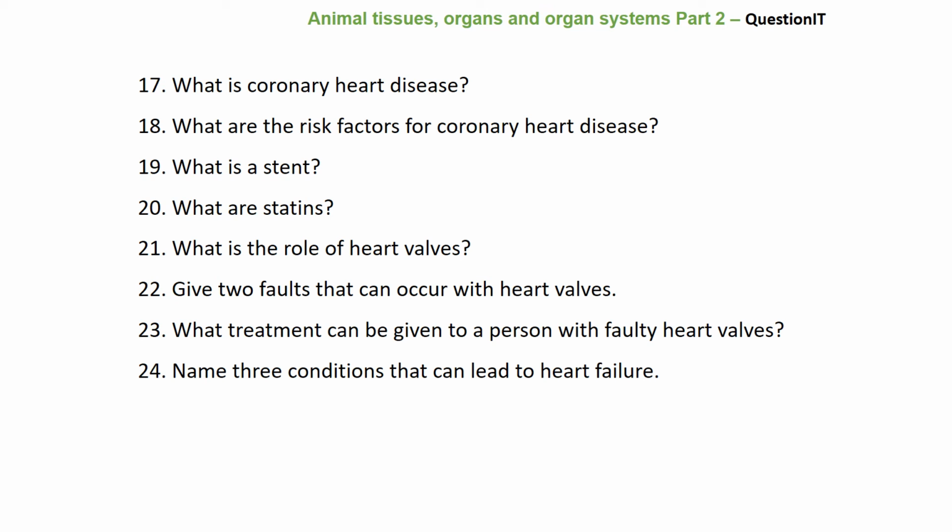Question 21, what is the role of heart valves? Question 22, give 2 faults that can occur with heart valves. Question 23, what treatment can be given to a person with faulty heart valves? Question 24, name 3 conditions that can lead to heart failure.